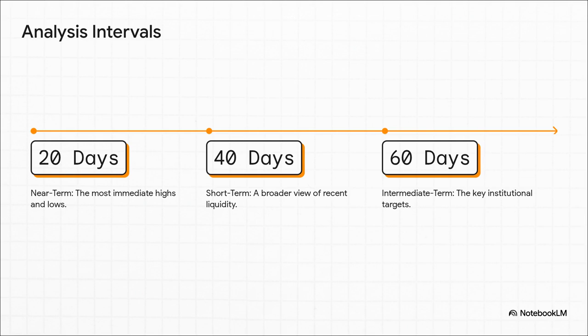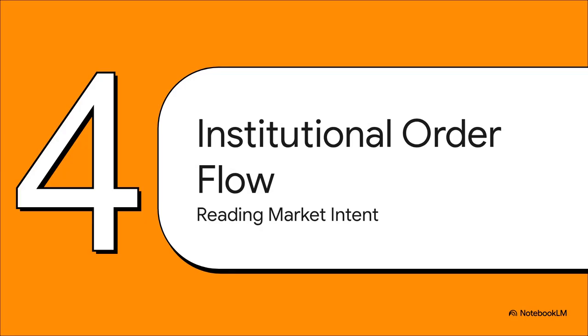And that full 60-day look back we just did, that's your intermediate-term perspective. It just gives you different layers, different ways to see what's happening. Okay, so you've got your map, you know where the targets are. Now what? Well, the next step is to figure out which way the traffic is flowing.